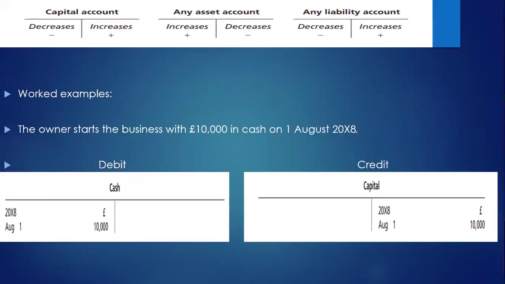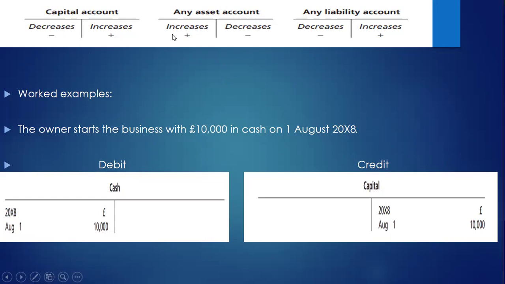Let's see the next one. This is very important here. I have the equation. The equation is assets equals liability plus capital. Assets equals liability plus capital. So now, any assets that is going to increase, as you see here, it should be on the debit side. Any assets that's going to decrease would be on the credit side.